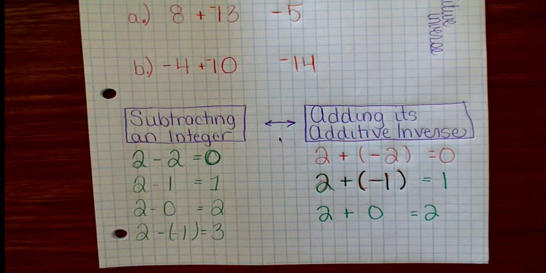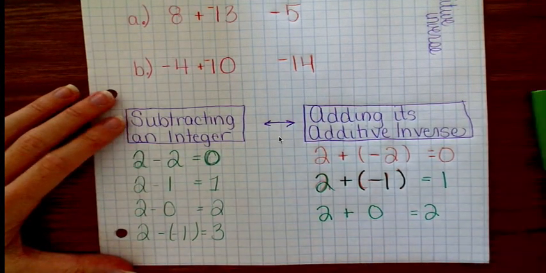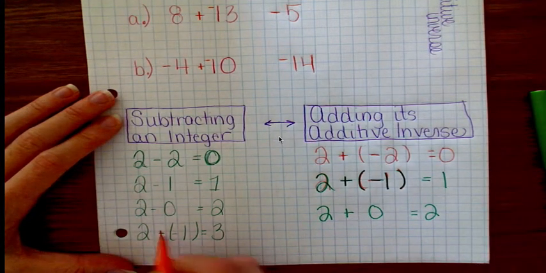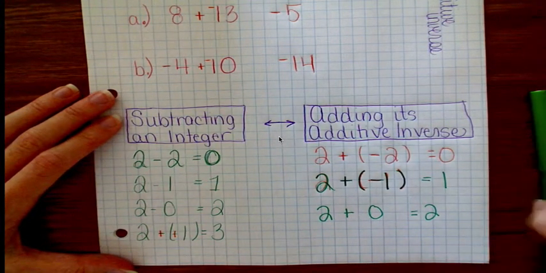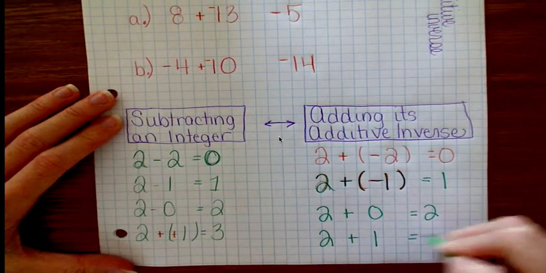All right, last one. 2 minus negative 1 equals 3. Okay, my 2-line rule is a little bit different here. We're going to add 2 lines. So then I have 2 plus 1 equals 3.